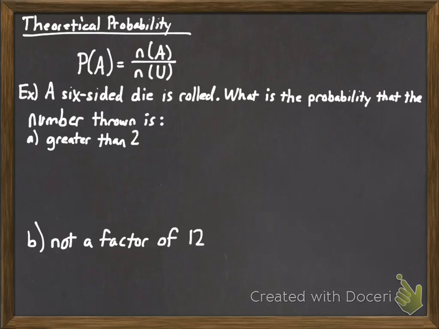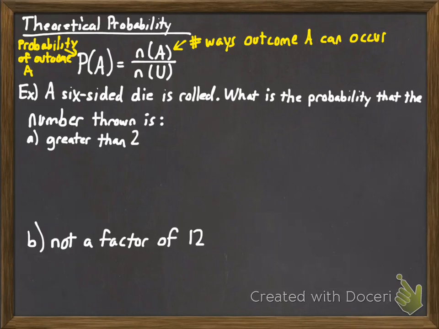Let me label some of these things. First, you need to know what this notation right here is. The P of A means the probability of outcome A. Now, that could be the probability of flipping a heads whenever you flip a coin. It could be the probability of scoring in the 90th percentile for an SAT, that kind of thing.